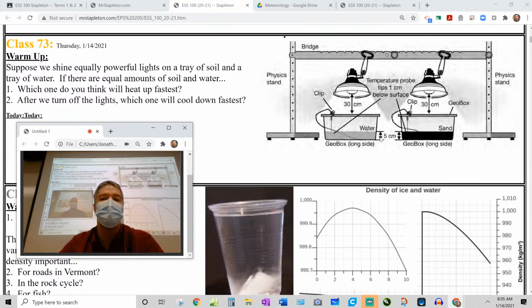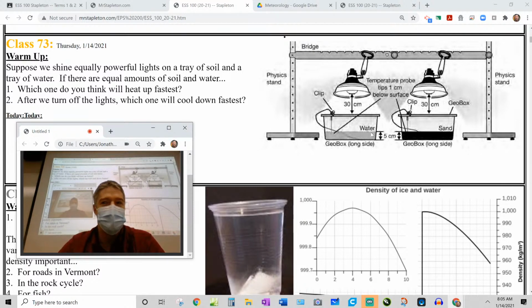Which one do you think would have more mass? The sand in the box or the water in the box? Sand. Sand is more dense. Sand sinks in water, so it's more dense. So there's more stuff in the same space. All right. So I don't know. That's kind of an important factor here.